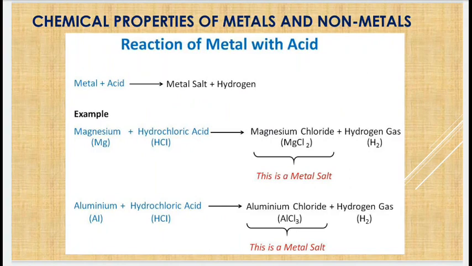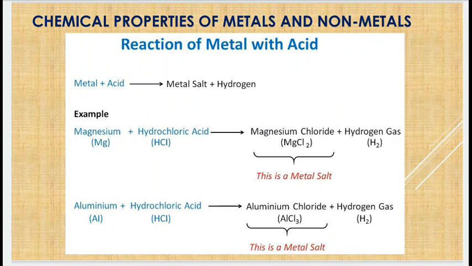Now let us move on to the reaction of metals and non-metals with acid. So metals react with acid to form metallic salt plus hydrogen gas. Now this can be understood with the help of some examples like magnesium plus HCl, means magnesium plus hydrochloric acid. Now they react to form metallic salt. So metallic salt is magnesium chloride, okay, plus hydrogen gas.